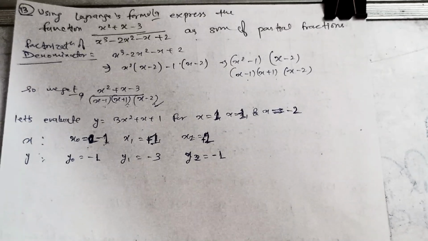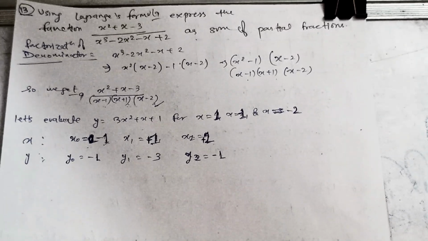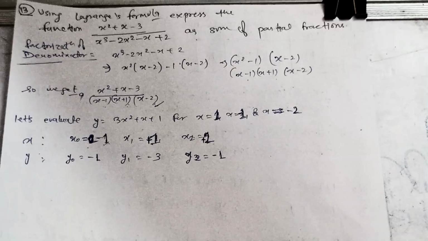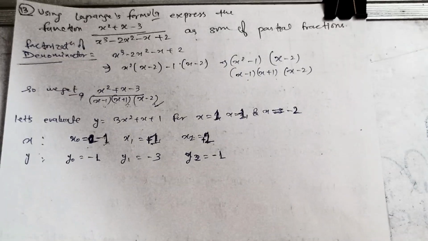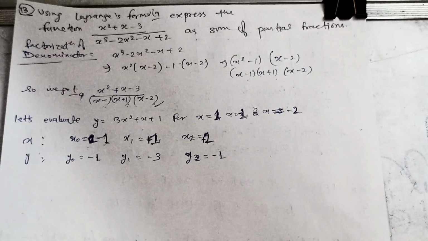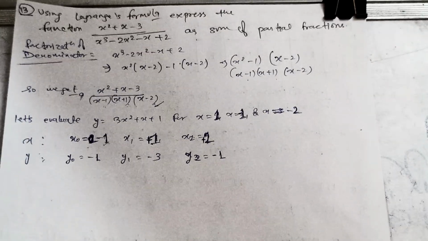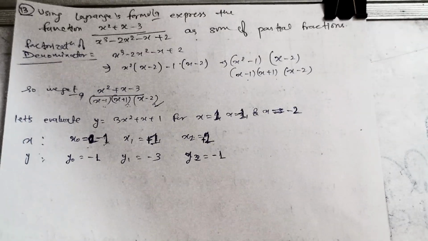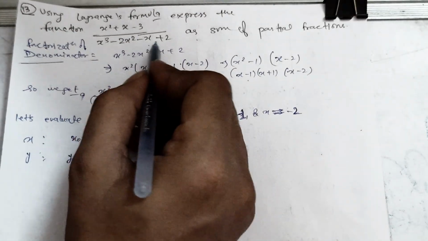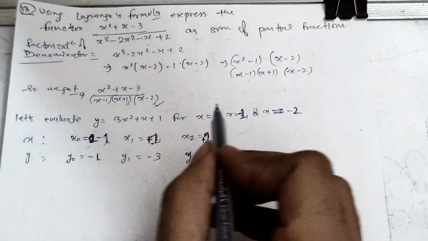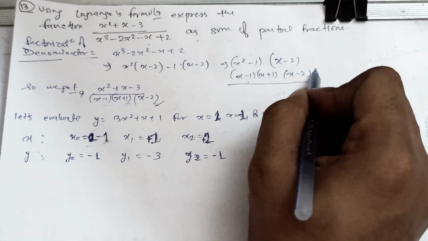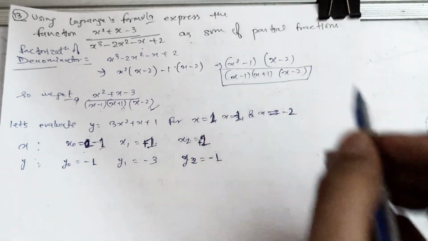Hello friends, in today's video I'm going to tell you about another Lagrange formula problem in which there is no table. There is a function, that is (x² + x − 3) divided by (x³ − 2x² − x + 2). Firstly we need to factorize this denominator, and after factorization we will get (x − 1)(x + 1)(x − 2).